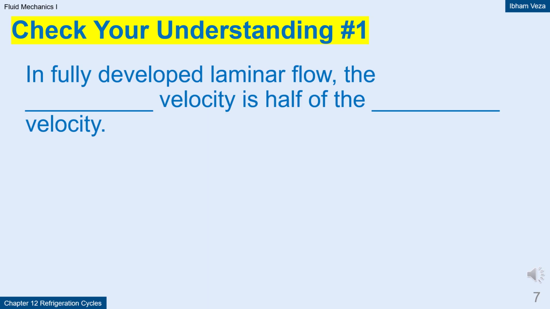Check your understanding number 1. In fully developed laminar flow, the average velocity is half of the maximum velocity.